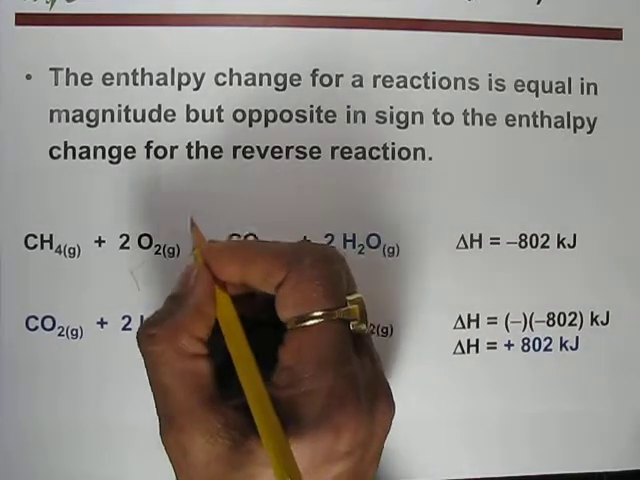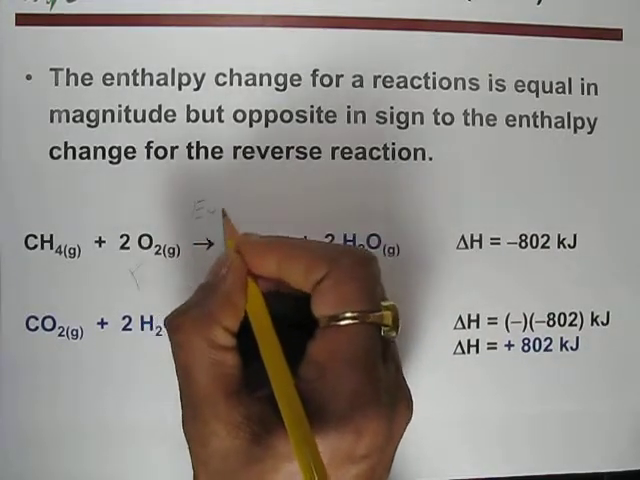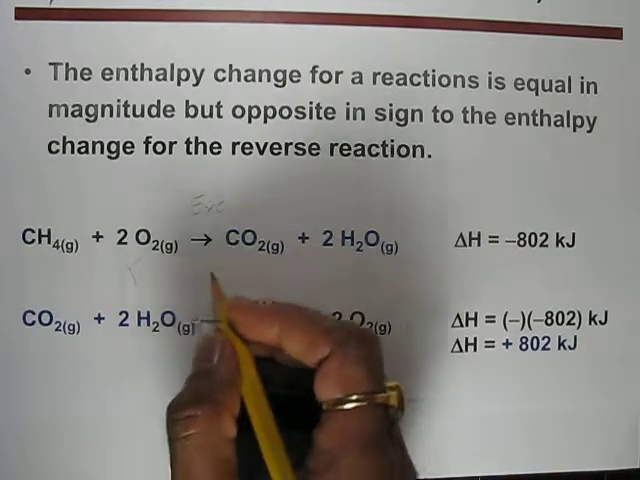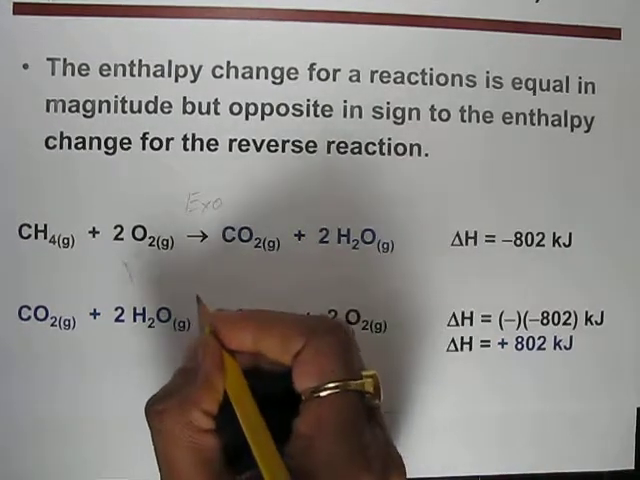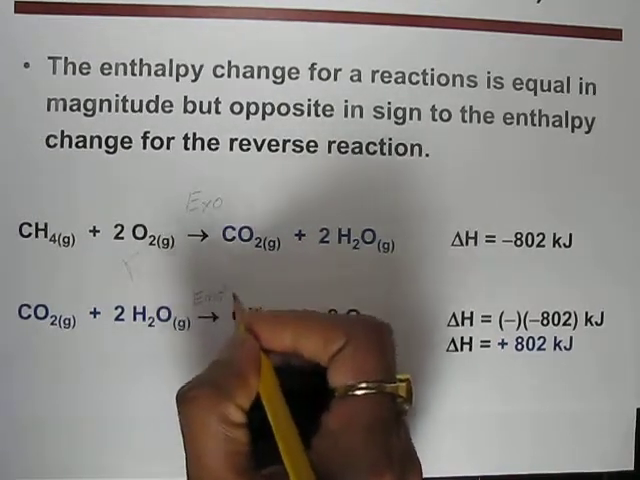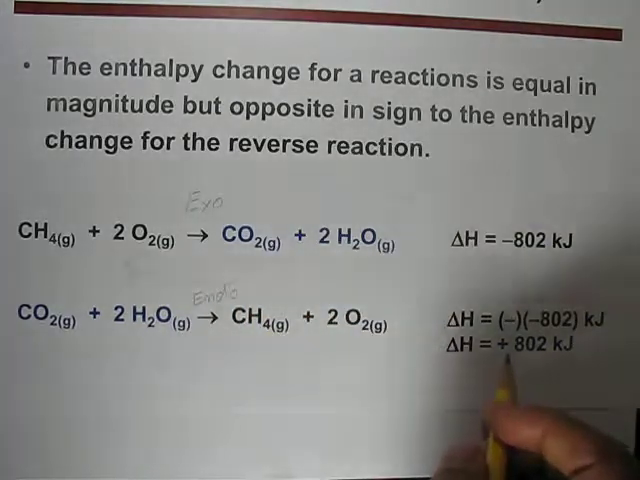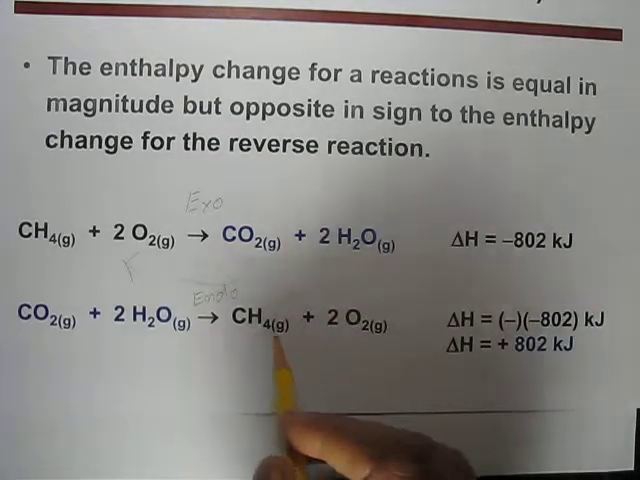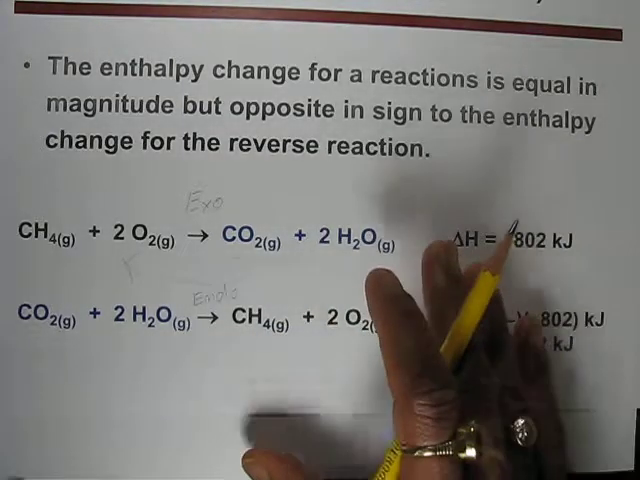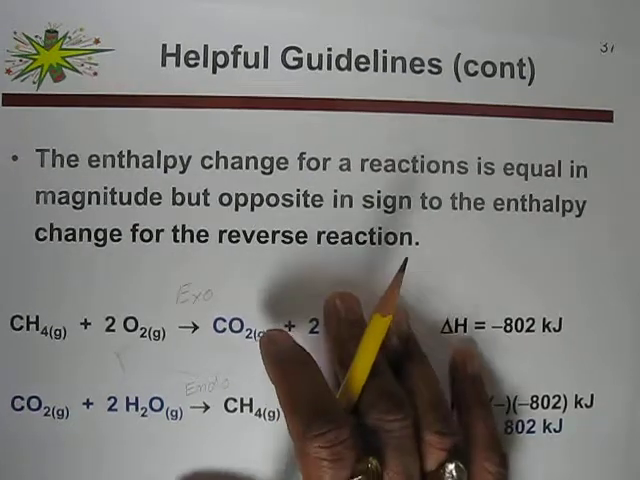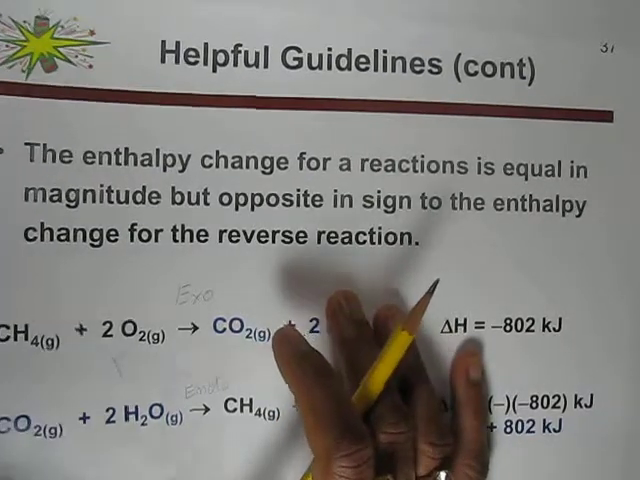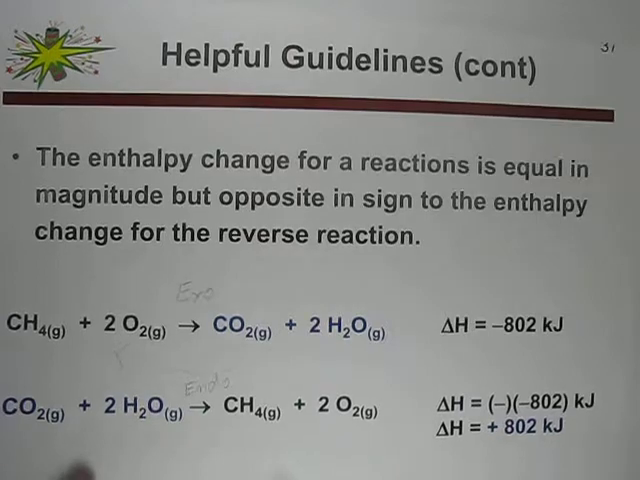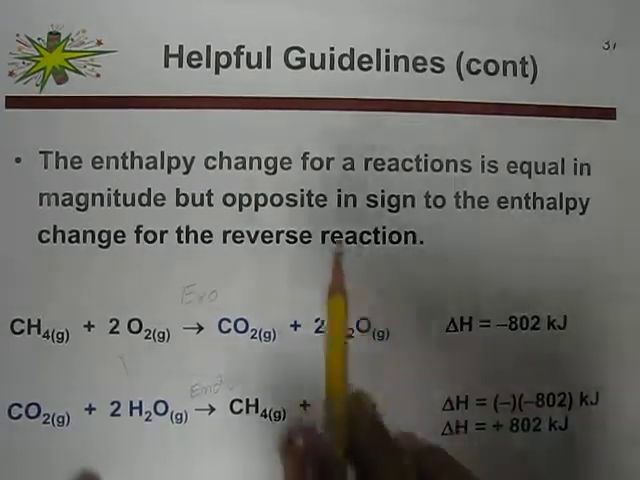So this will be an exothermic reaction, and the reverse of this reaction will be an endothermic reaction. Endothermic means now you have to give this much energy to these molecules to produce the methane and oxygen gas. So enthalpy is an extensive property, and enthalpy will change sign for the reverse reaction. These are the two important parameters you have to remember.